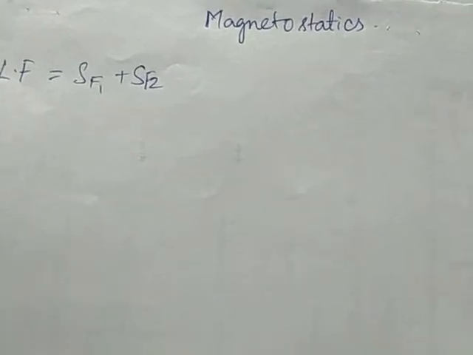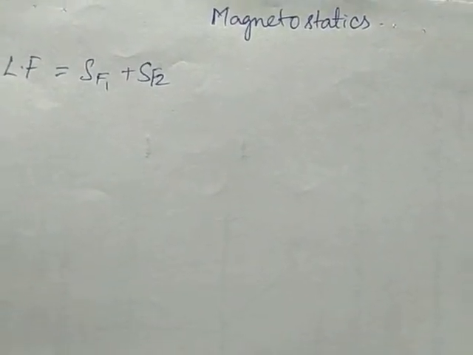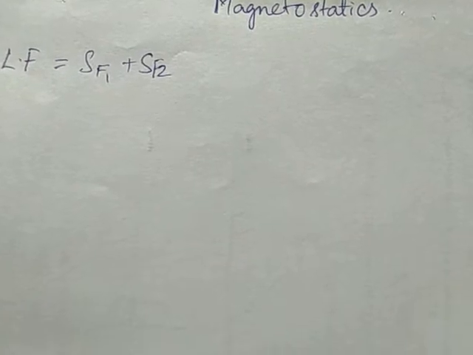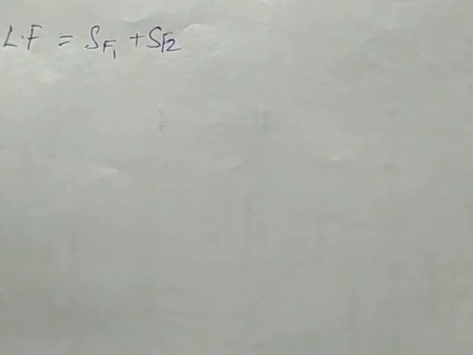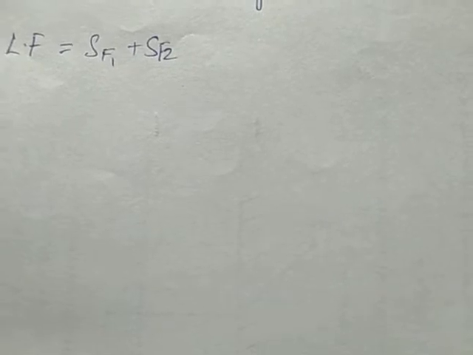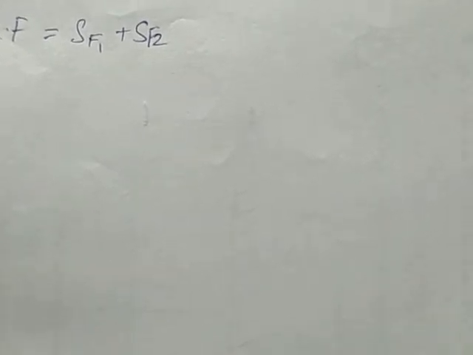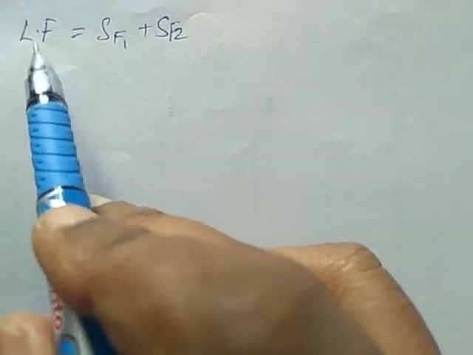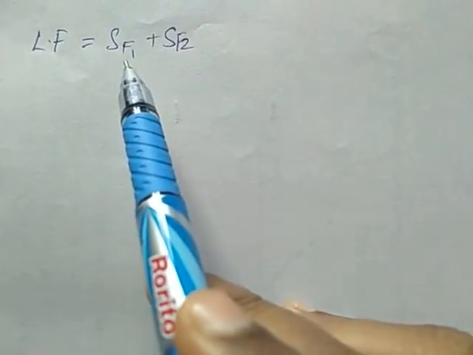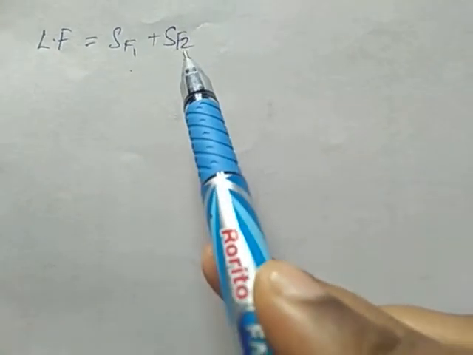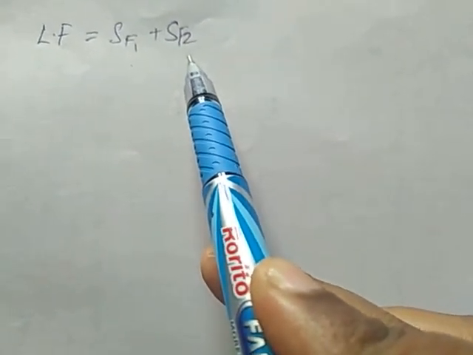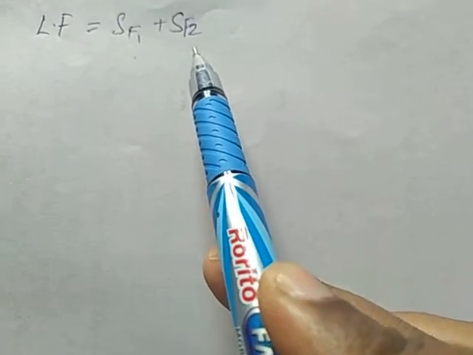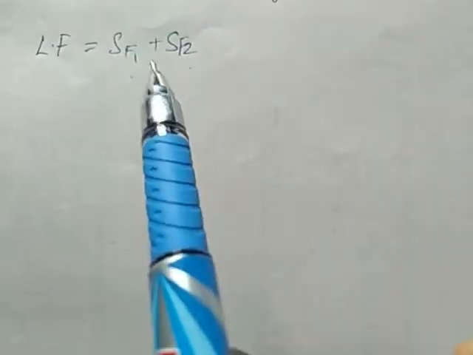So the Lorentz force can be expressed as the sum of two surface forces. What do these two surface forces mean? One surface force is in the direction of the magnetic field line and the other is perpendicular to the surface of the magnetic field line. So we are going to express the Lorentz force as a sum of a surface force in the direction of the magnetic field and a surface force normal to the surface of the magnetic field lines. This is what we are going to prove in this theorem.